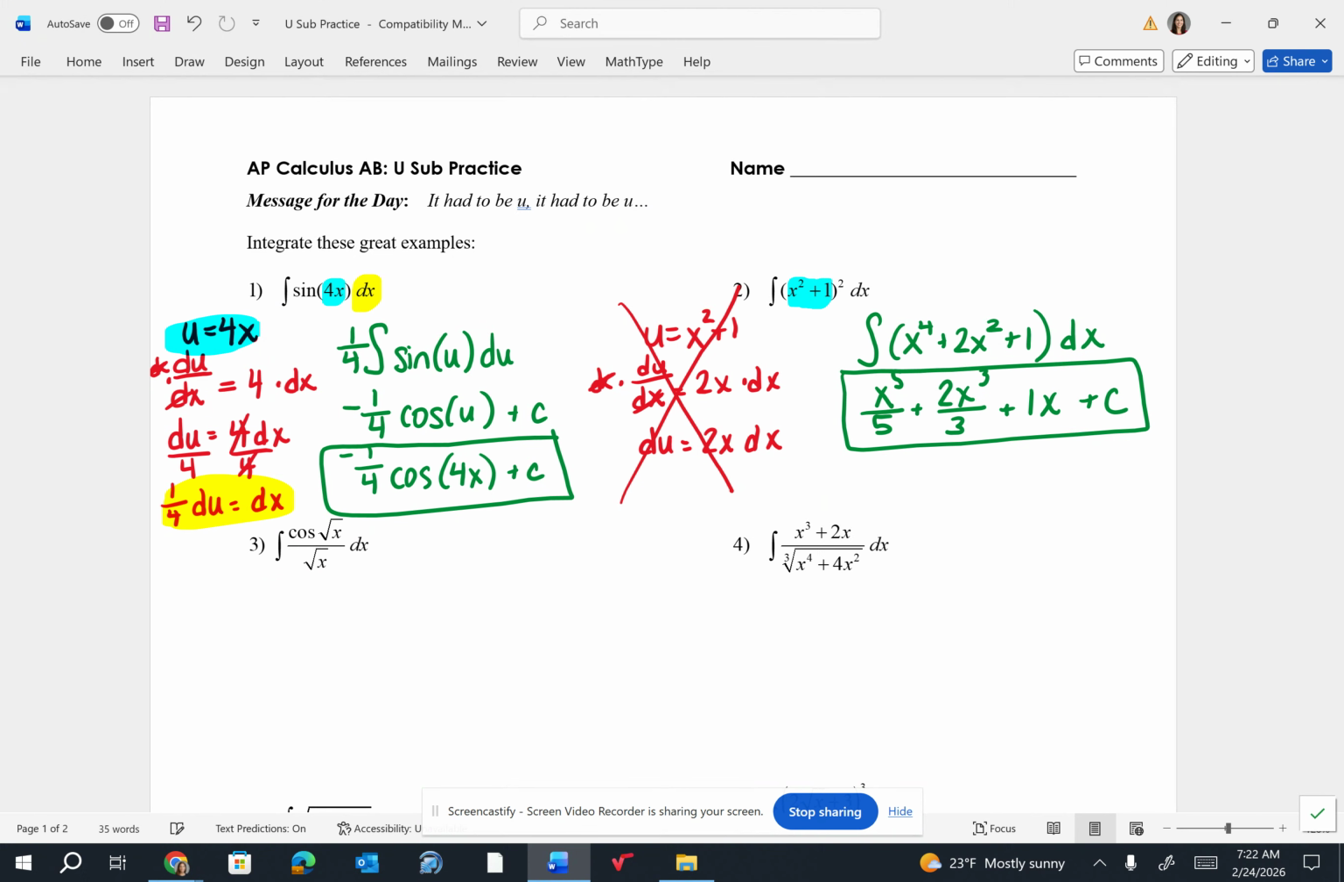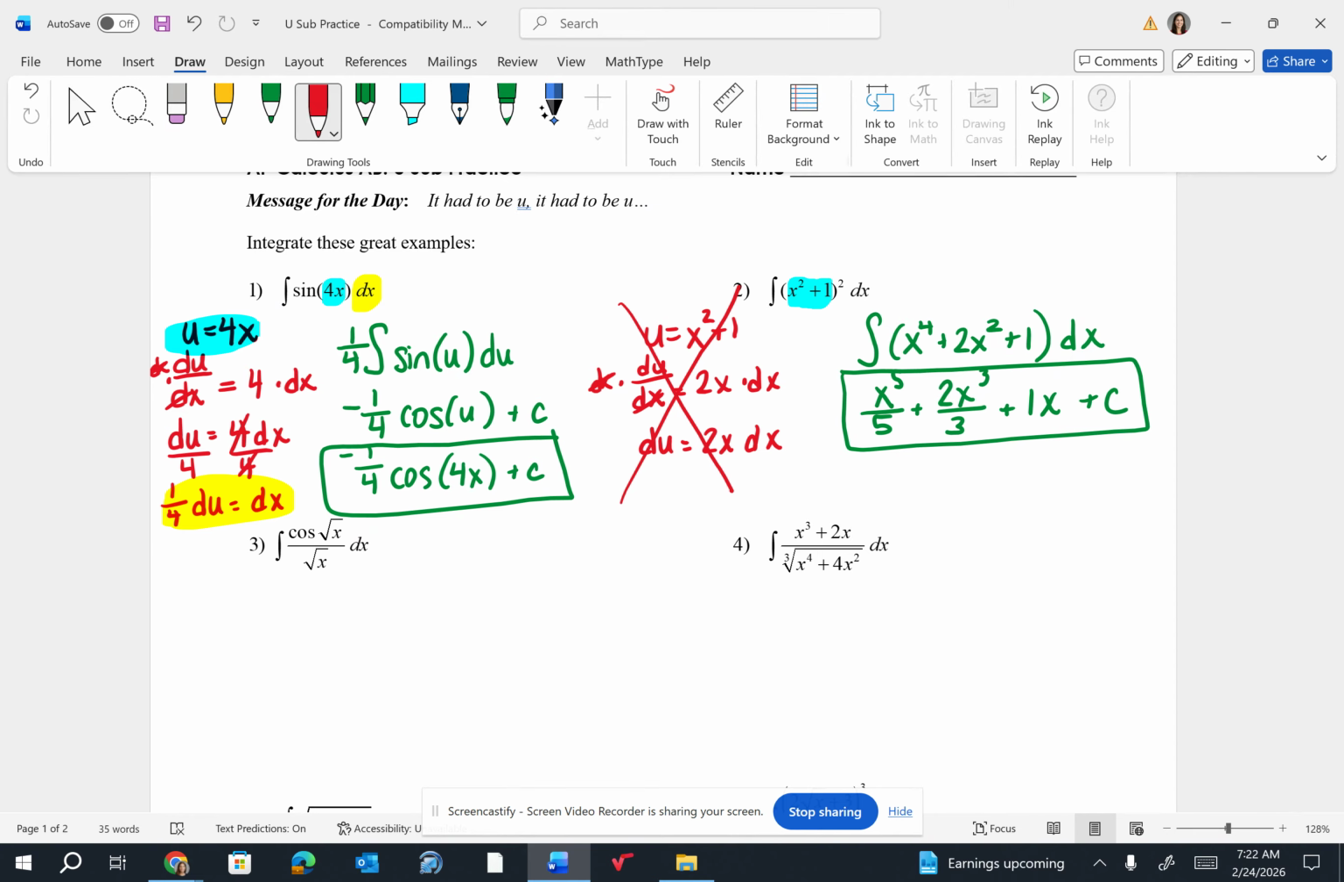So this was one where u substitution didn't really work, but we could just expand it and use our power rule, and we could still find the antiderivative. Okay, let's do one more.